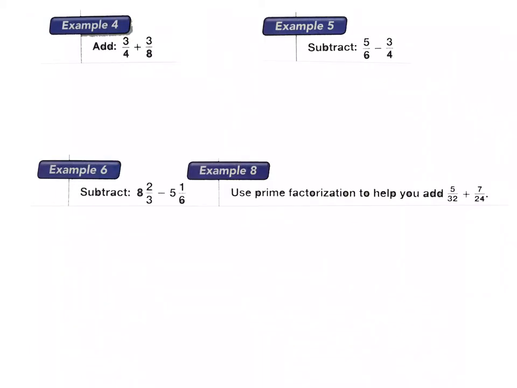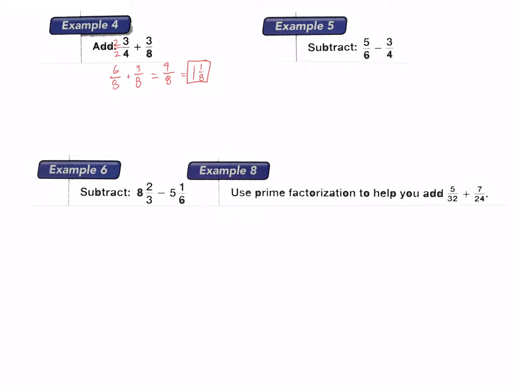Alright, now we actually get into adding and subtracting these. So remember, we have to have the same denominator. These don't. The LCM of 4 and 8 is 8. So I'm going to multiply this 3/4 by 2 over 2, because 2 times 4 gives me 8. So this is really going to be 6/8 plus 3/8. Well, 6/8 plus 3/8 is going to be 9/8, which is the same thing as 1 and 1/8.